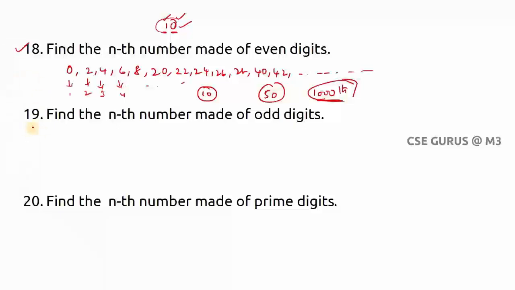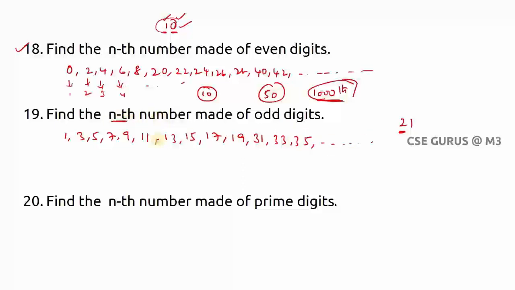Next, the 19th one. Find the nth number made up of odd digits. So somewhat the reverse of this one. Odd digits means start with 1, then 3, 5, 7, 9. Then can I write it as 11? Yes, I can write it. Why? Because 1 and 1 both are odd digits. 13, 15, 17, 19. After 19, is it 21? No. Why? Because 21 consists of 2, which is an even digit. So the next number is 31. Next 33, 35, like this.